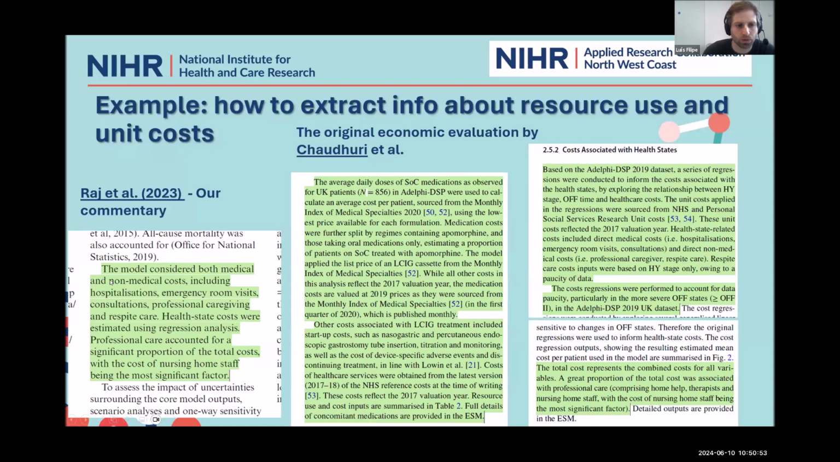We say this: the model considered both medical and non-medical costs, including hospitalizations, emergency room visits, consultations, professional caregiving, and respite care. Health state costs were estimated using regression analysis. Professional care accounted for a significant portion of the total costs, with the cost of nursing home staff being the most significant factor. So it's a very small paragraph. But then if you go to the paper, it's already a little bit trickier. So let me just see if I can put the pen in.